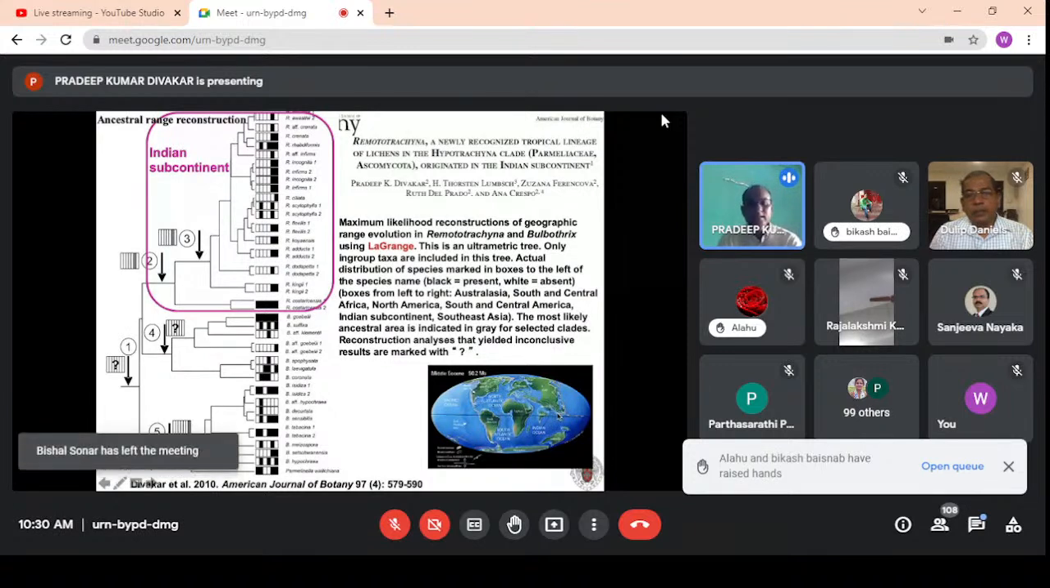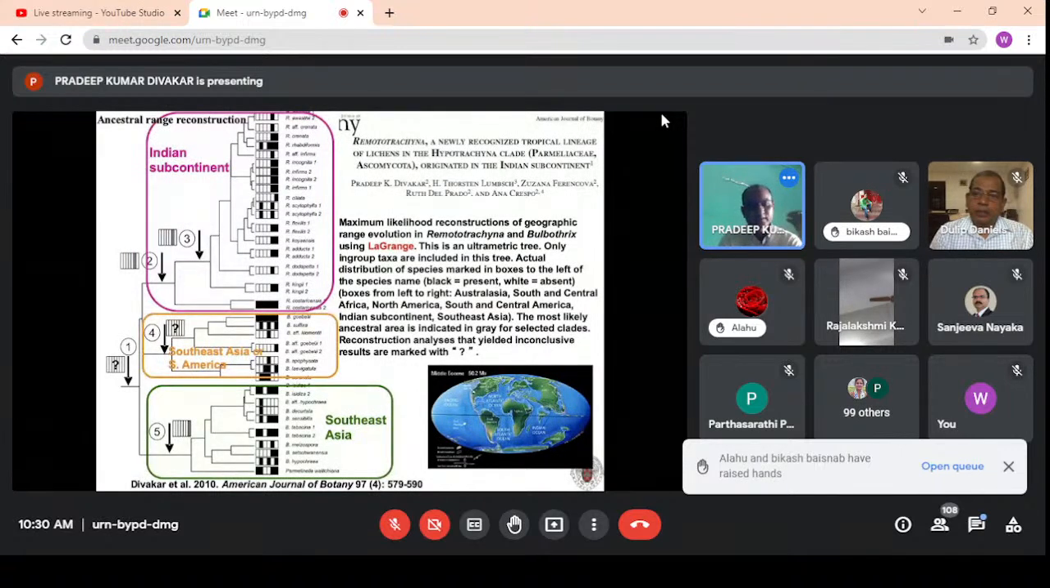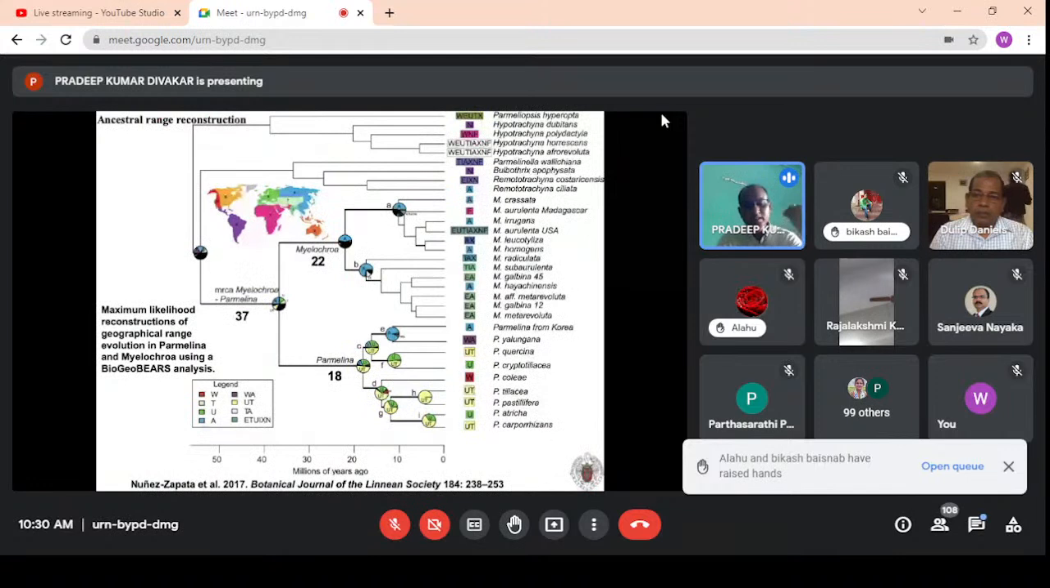And then here the Bulbotrex, one group of the Bulbotrex evolved in Southeast Asia, and for another group we don't know whether it evolved in Southeast Asia or Southern America. So these were some conclusions of this. Another example of ancestral range reconstruction, you could use different programs here.